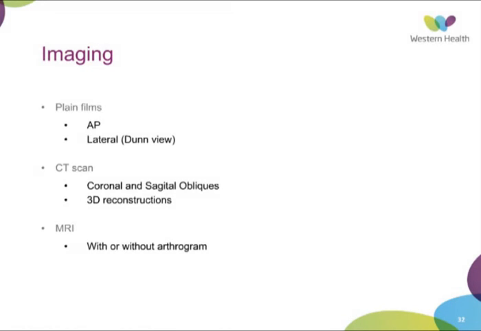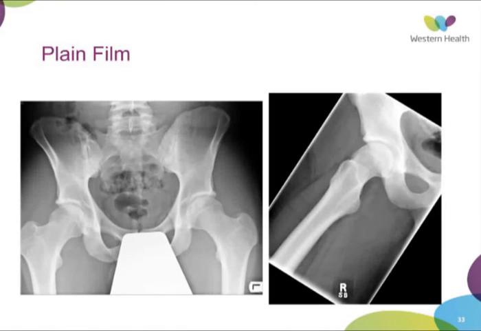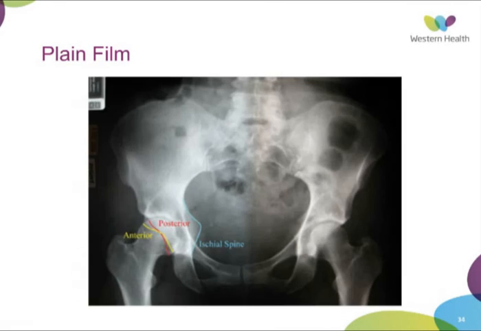MRI scan, with or without arthrogram, is useful because it tells you the condition of the cartilage inside the acetabulum still and whether or not there's a labral tear. So here's some plain films, an AP and a Dunn view. You can see this picture on the left, it's an AP pelvis. The right hip more than the left has got the cam lesion, which is visible about 1.5 centimetres lateral to the edge of the lateral psoas. And the lateral view, you can see there's an enormous cam lesion anteriorly there.